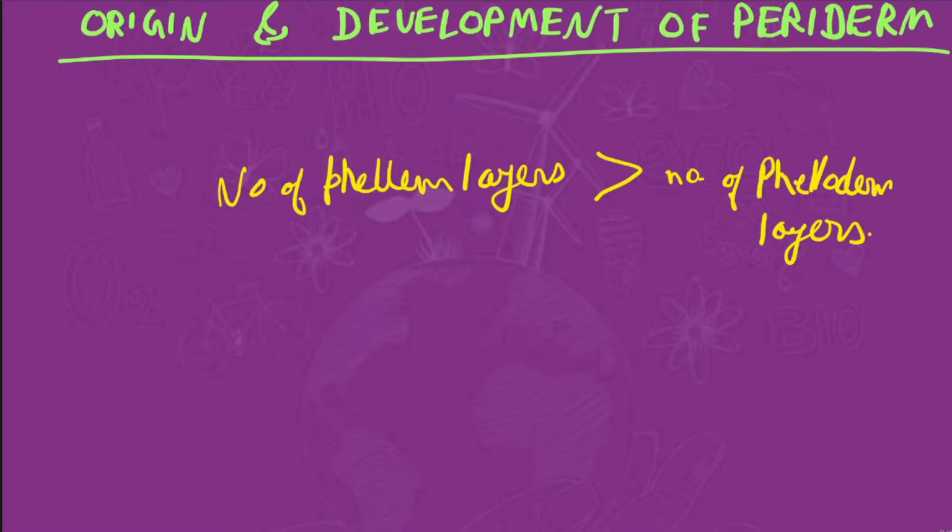If the first formed periderm remains on the axial organ for many years, the outer layers of cork show cracks and are shed off. Thus, the thickness of cork on the plant remains constant.